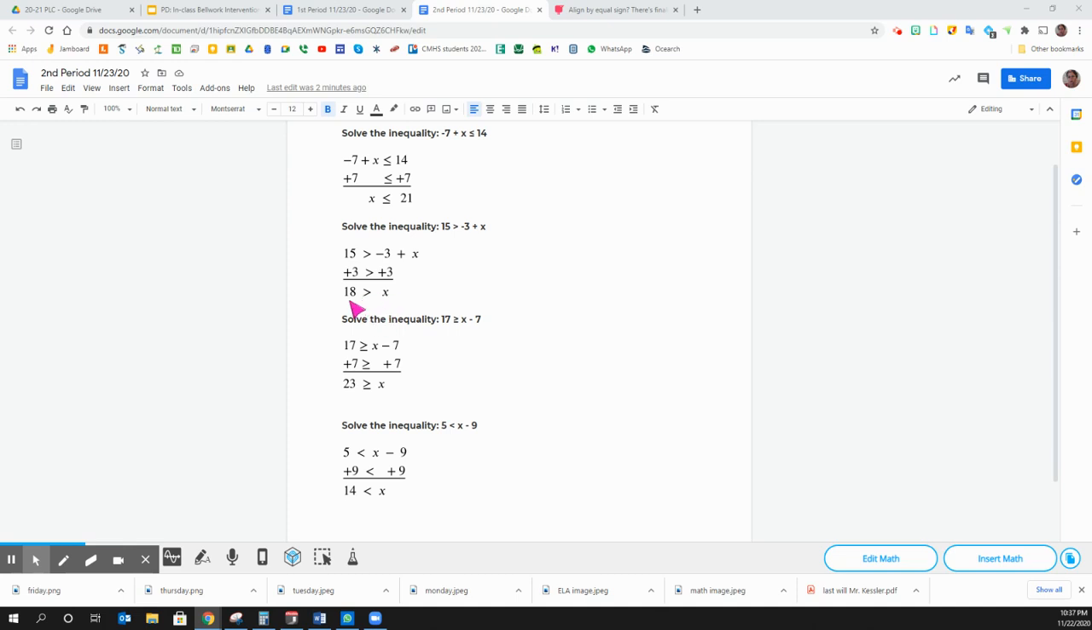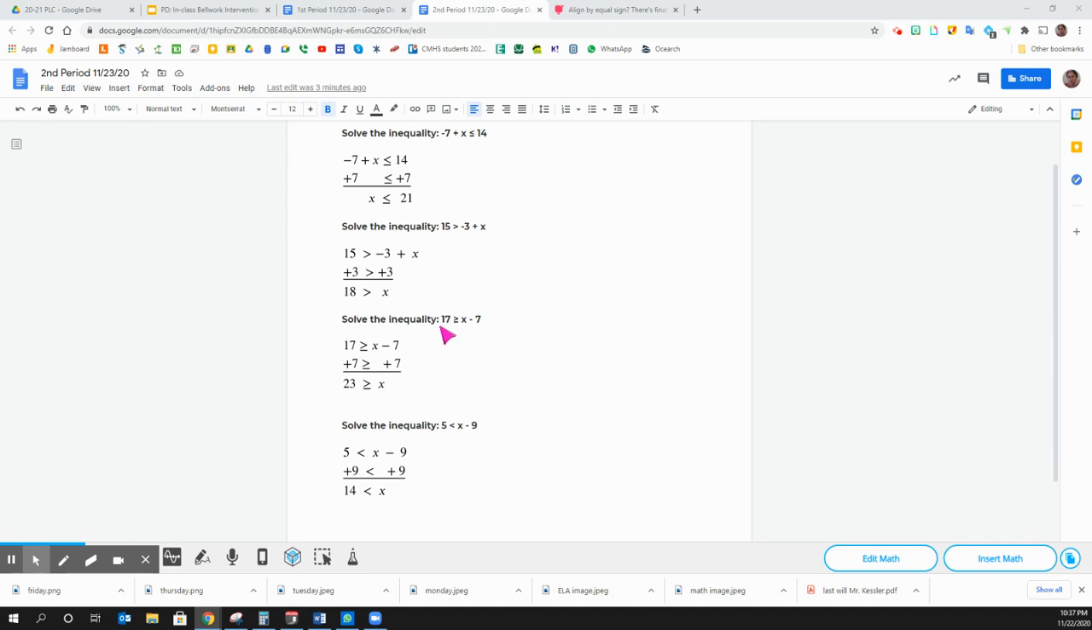So this means that 18 is greater than x, and it does not include x. So all of the answers that are possible on our graph have to be bigger than 18. I misspoke. All of our answers have to be less than 18 if we're reading it this way. All of our answers x have to be less than 18. I apologize for that mistake. This means that 18 is the greatest part of our graph.